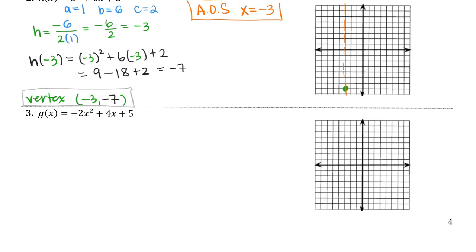Okay, what else do I need? Y-intercept. Y-intercept is the c value or the number at the end. So c is 2, or it's this number right here. Y-intercept 0, 2. 0, 2 is up here.